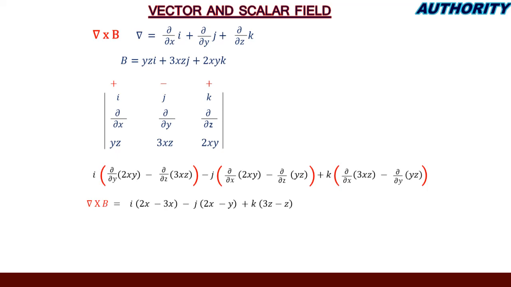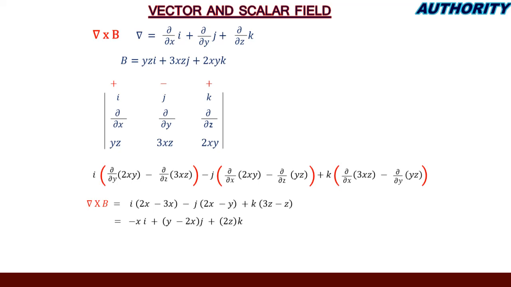Yes. Then on k, we have the partial derivative with respect to x of 3xz. It's going to give you 3z. Okay? And then the partial derivative with respect to y of yz is going to give us z. Okay? So here we have i open bracket 2x minus 3x, which is going to give us minus xi, right? Good. Then we have minus j open bracket 2x minus y, right? Good. And then the next one we have k open bracket 3z minus z. All right? Yes.